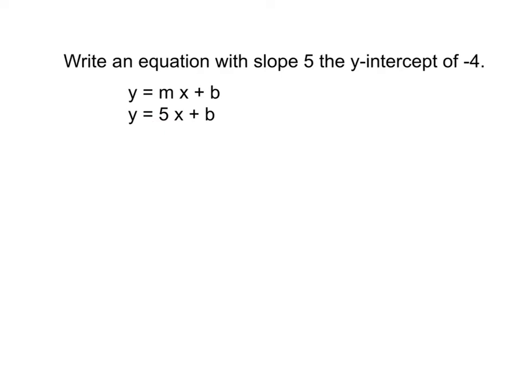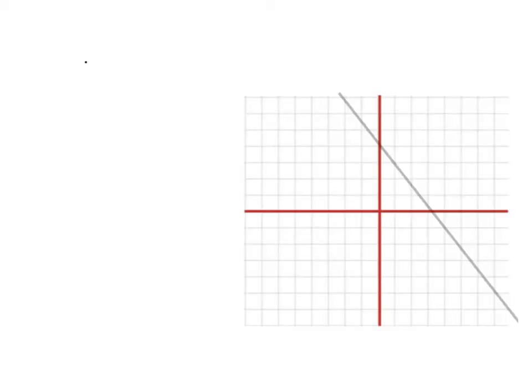Now in our second step, we're given the intercept, which is negative 4, and what we want to do is substitute in for b the value of negative 4 and rewrite it in its y-intercept form of y is equal to 5x minus 4.